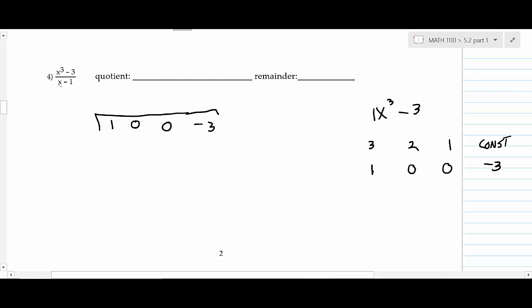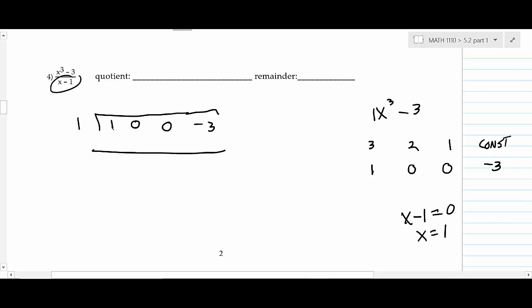Now, look at what you're dividing by. You have x minus 1. To keep you from forgetting this, I recommend you solve that equation. So that solution is what? 1. So put a 1 there. Now you're set up and ready to go.